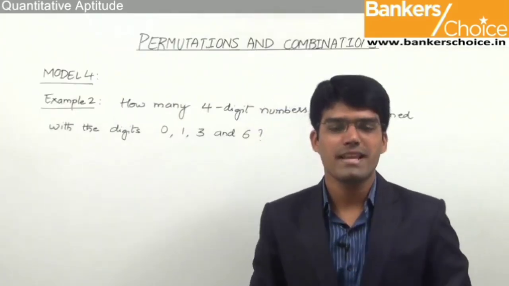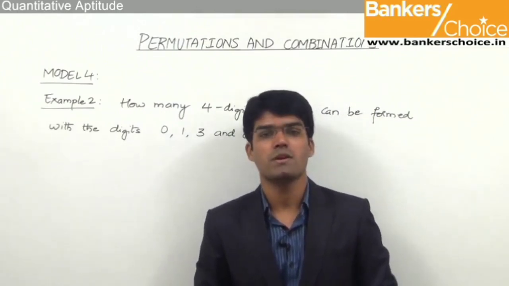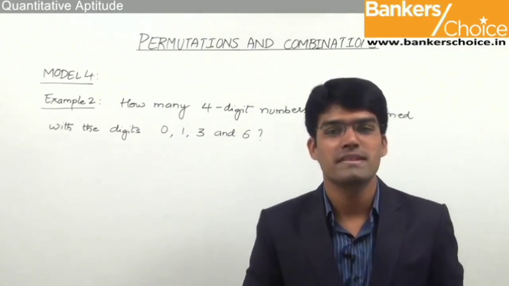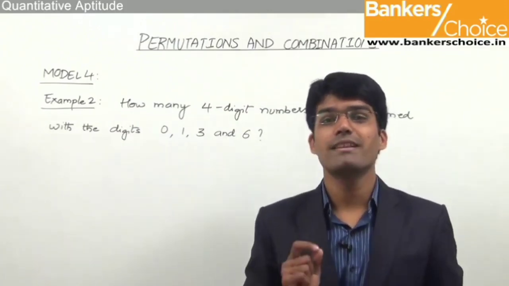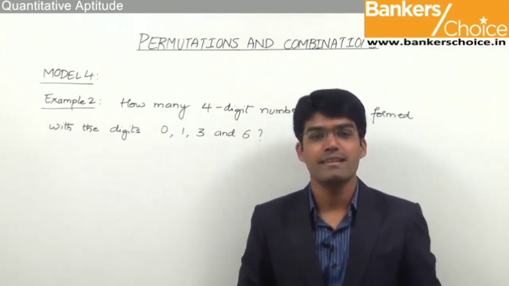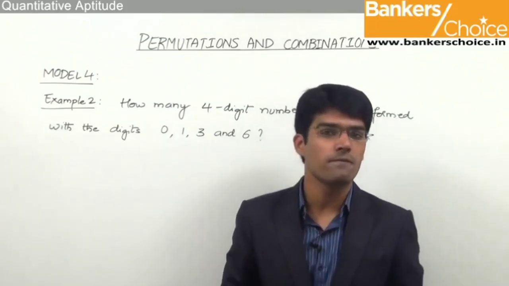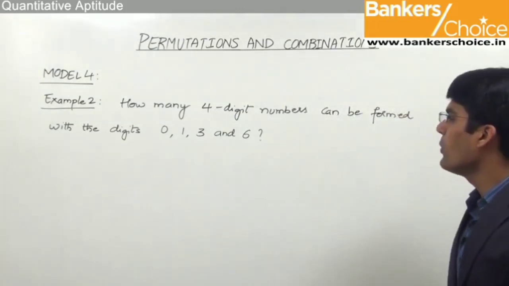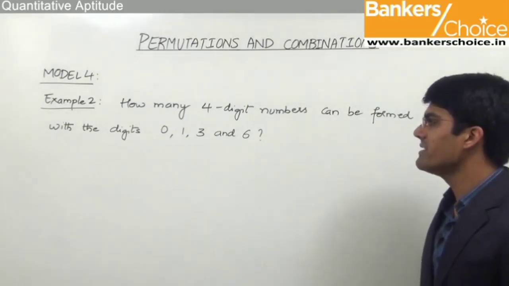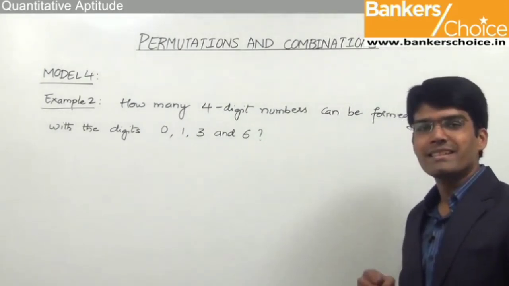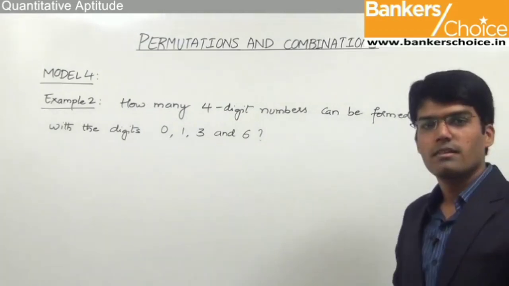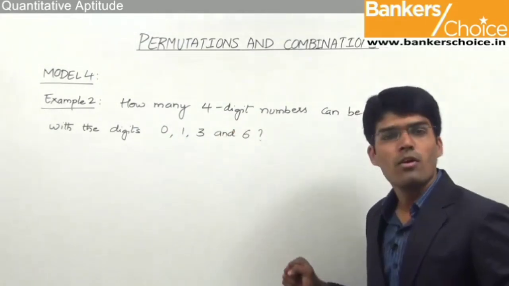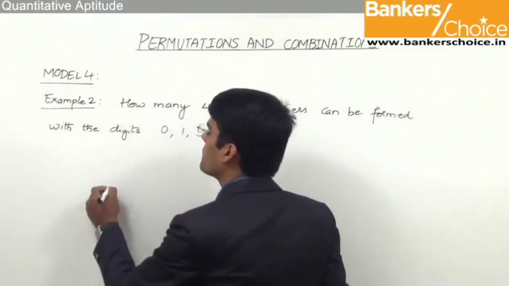Let's now take the second example from model 4, where again we are going to solve a question related to arrangement of digits so that different numbers can be formed. But here one of the digits is 0. So hence it becomes a special case and we need to be careful while solving such questions. Let's look at the question first. How many 4-digit numbers can be formed with the digits 0, 1, 3 and 6? So as you can see here, we have got 4 digits 0, 1, 3 and 6, and we need to form 4-digit numbers.